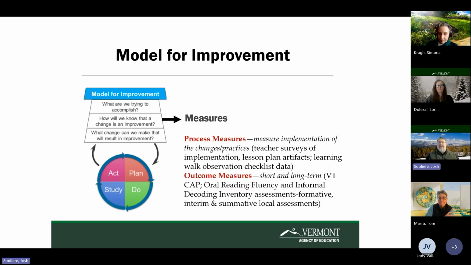Prior to implementing the PDSA cycles, you'll want to ensure that you have appropriate measures in place, determine if and how the practices were implemented, and how you would measure the success of the change in relation to the student learning goals. In this example, you'll see implementation is measured using teacher surveys, lesson plan artifacts, learn walk observations, which are the process measures. The student outcome measures include state and local assessment results for long-term outcomes, oral reading fluency measures, and other formative assessments for shorter-term progress monitoring.